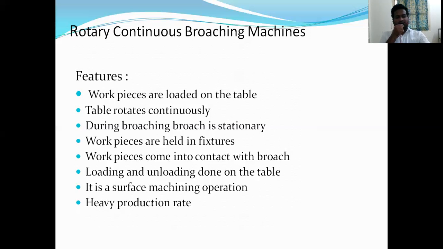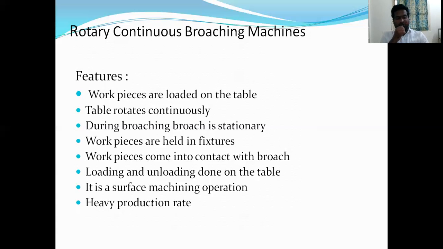Workpieces come into contact with the broach. Loading and unloading are done on the table. In the diagram we have observed that it is a continuous process. It is a surface machining operation.